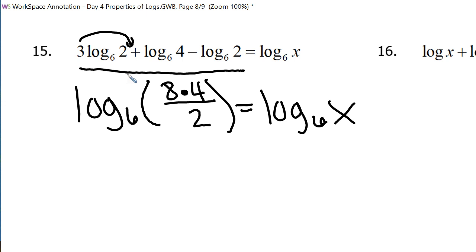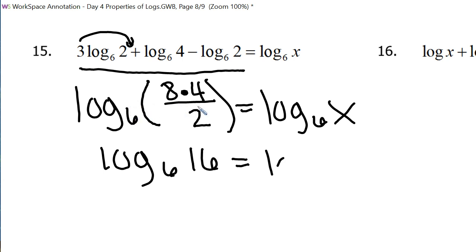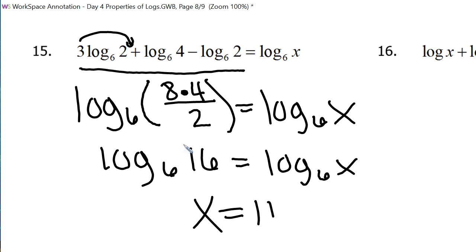And what's 8 times 4? 32. And what's 32 divided by 2? 16. So what's our answer? 16 is the answer. Now check it to make sure it doesn't give you a negative. The only place I need to put it in is right here. And that's good because it's positive. So 16 is the answer.